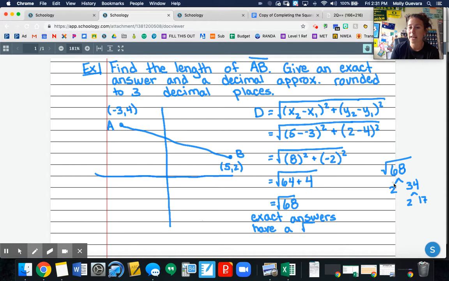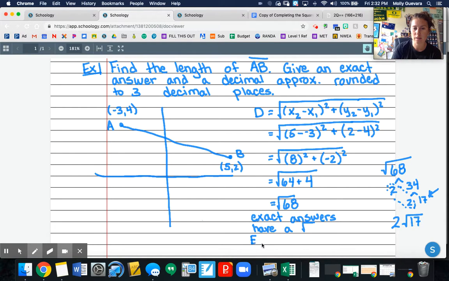Okay, and then since I have a square root, the index here is a 2, so I'm looking for pairs. So here's a pair of numbers, and one of those comes out. And whatever number's left over that I didn't use, in this case it's 17, stays on the inside. So this right here is my exact answer, 2 square root of 17.